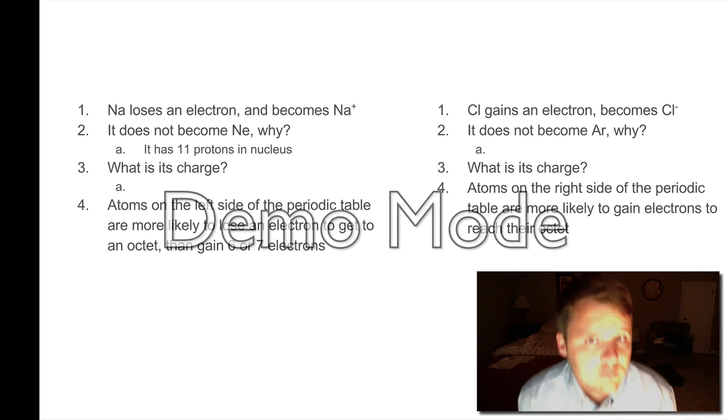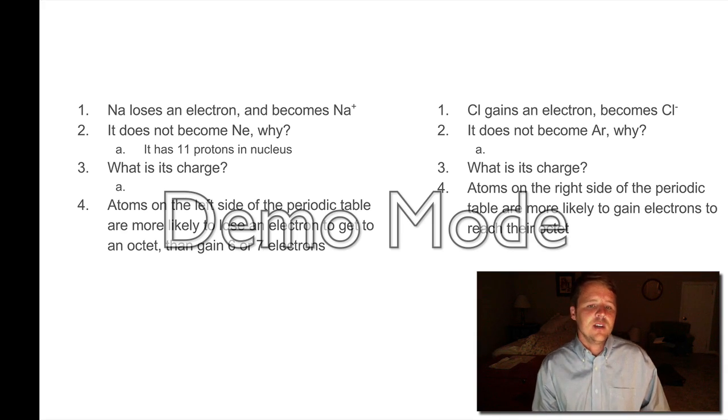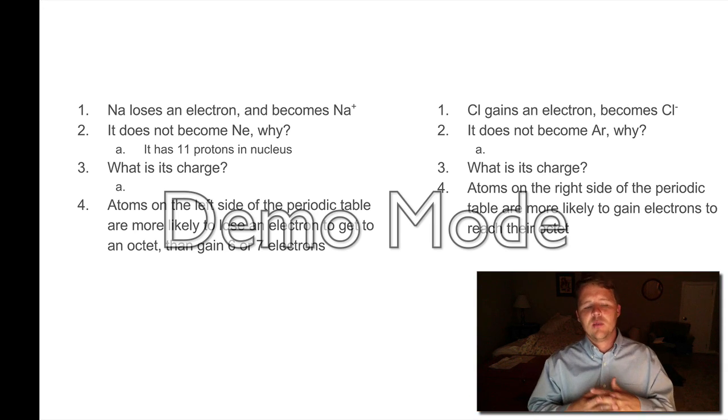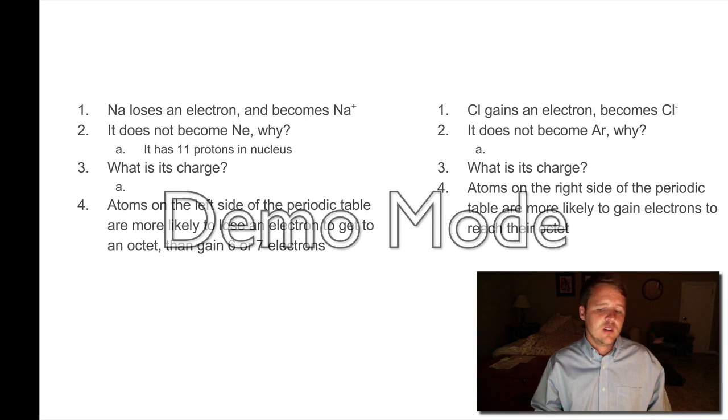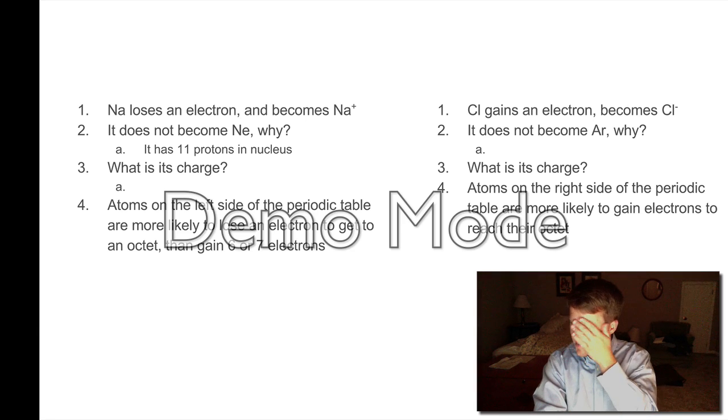Is it an isotope? Nope, not an isotope. Is it an ion? Yes. It does not become neon. Why am I asking you that? Well, sodium has 11 protons, neon has 10. But what we're losing here is an electron. So it loses an electron and it becomes sodium plus, but it still has 11 protons, so it stays there. What is its charge? Well, it loses an electron, so it becomes positive.